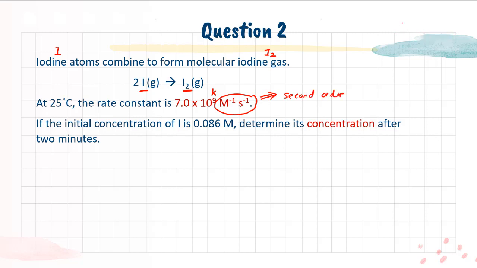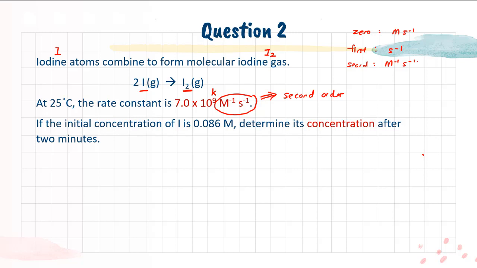So recall the unit for the rate constant. If you have a zero order reaction, the unit of k is molar per second. If you have a first order reaction, the rate constant k has a unit of per second. And if you have a second order reaction, you have a unit of per molar per second.